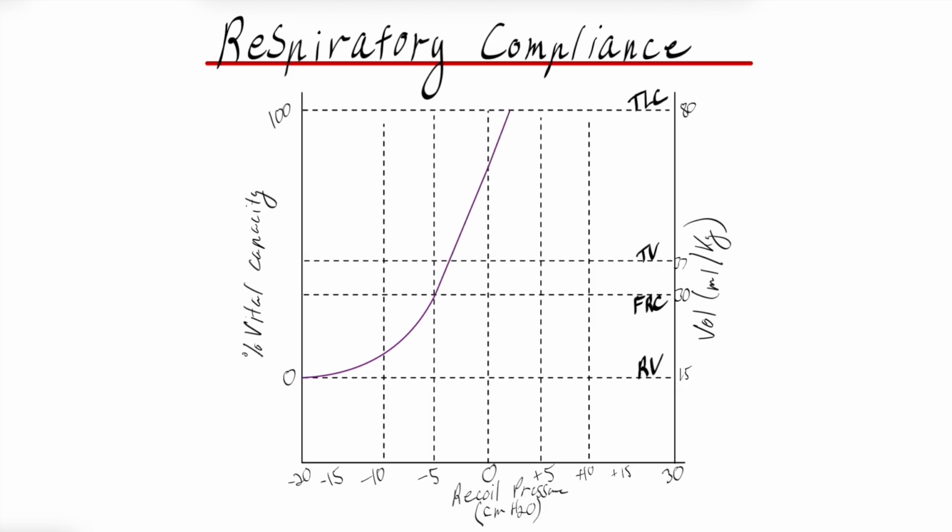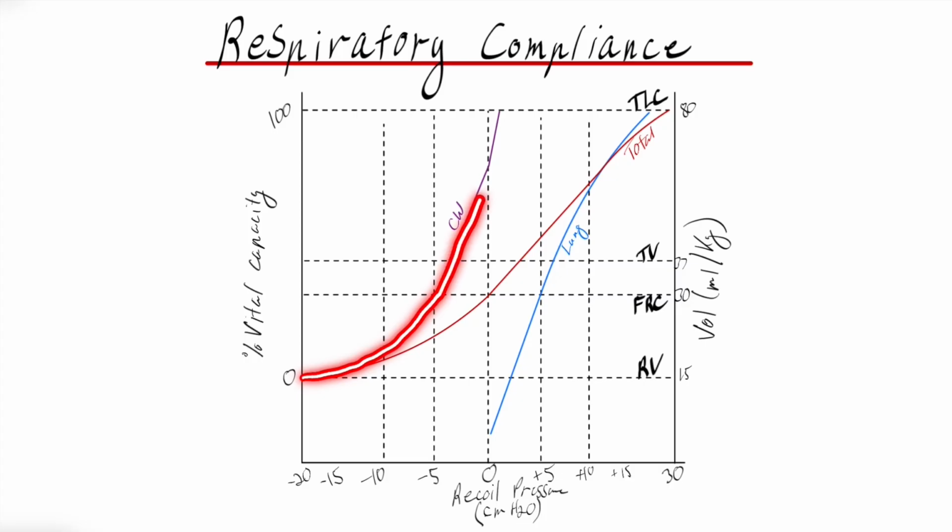So in purple, we'll draw our chest wall recoil, in blue, we'll draw our lung recoil, and in red, we'll draw our total respiratory compliance recoil. Essentially, for our chest wall, we'll start at about -20 at your residual volume, and then it will gradually go up, and at FRC, it should cross at about -5 centimeters of water. Then it would cross the 0 line at around 80% of your vital capacity, and then it will just slightly go positive as it reaches 100%.